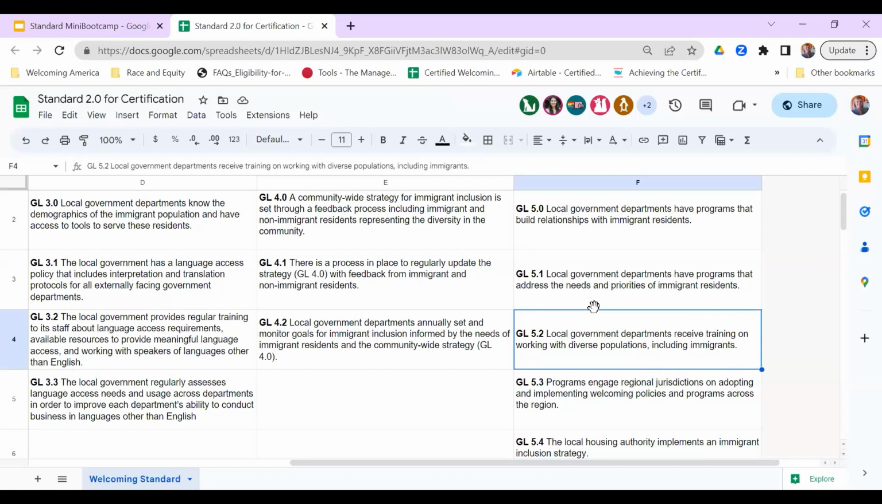Receiving training on working with diverse populations, including immigrants. So again, all of these departments are expected to receive that training. It might be included in that language access training from 3.0, or it might be another separate training, depending on where that department is in their welcoming and immigrant inclusion journey. Be aware that it says working with diverse populations, including immigrants. We've often received a lot of evidence around anti-bias training and other cultural competency training, but it's often not tailored to the local context or really thinking about who the immigrants in the community are. So the expectation is to be really explicit about including immigrants in that training.